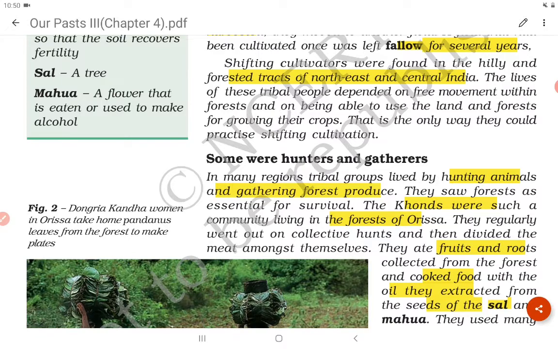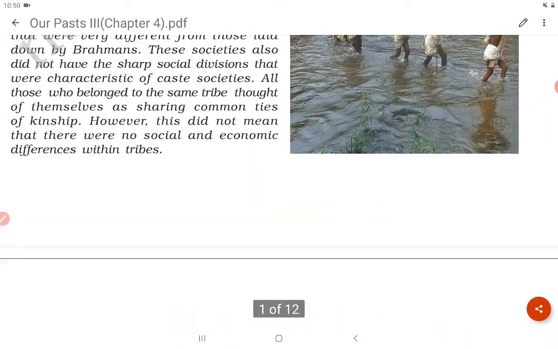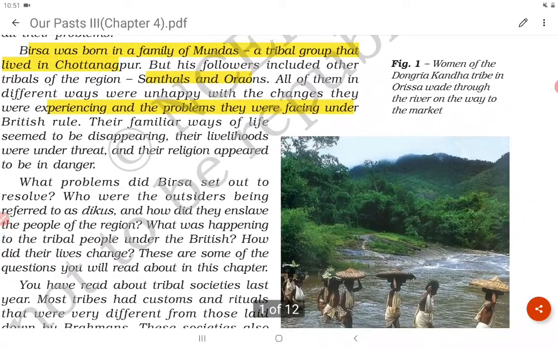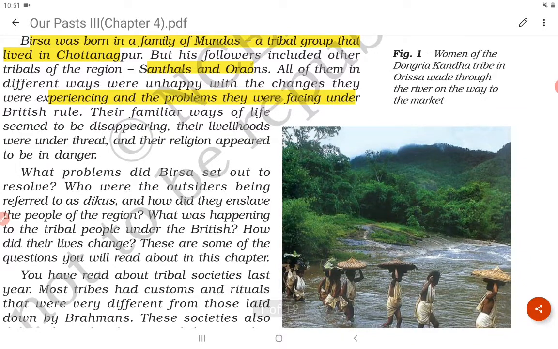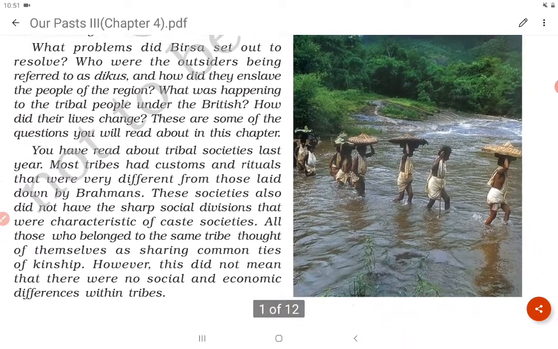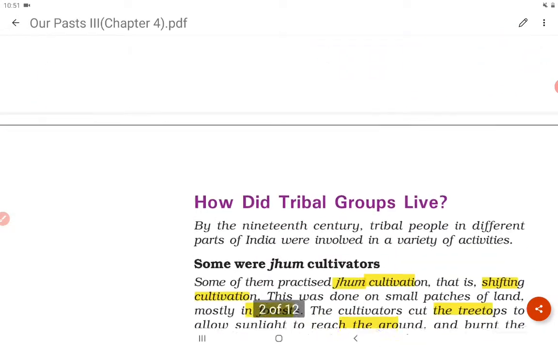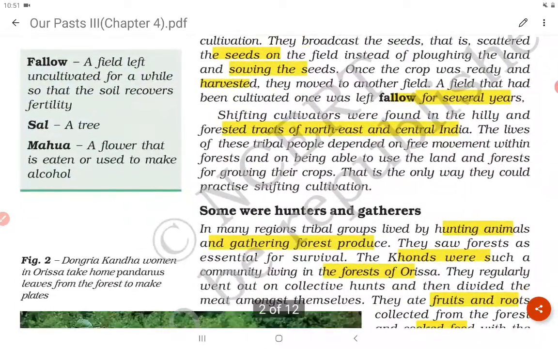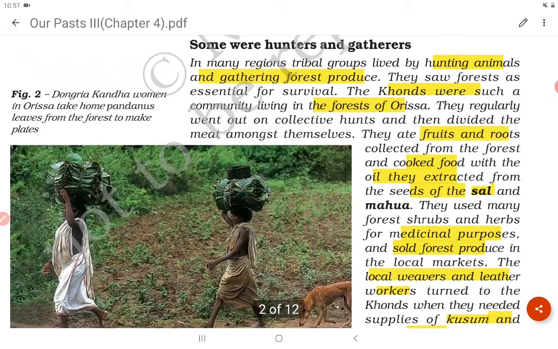Okay, so the first figure, figure number 1, shows women of the Dongriya Kandha tribe in Orissa wading through the river on the way to the market. And the next figure, figure number 2, shows the Dongriya Kandha women in Orissa taking home pandanus leaves from the forest to make plates.